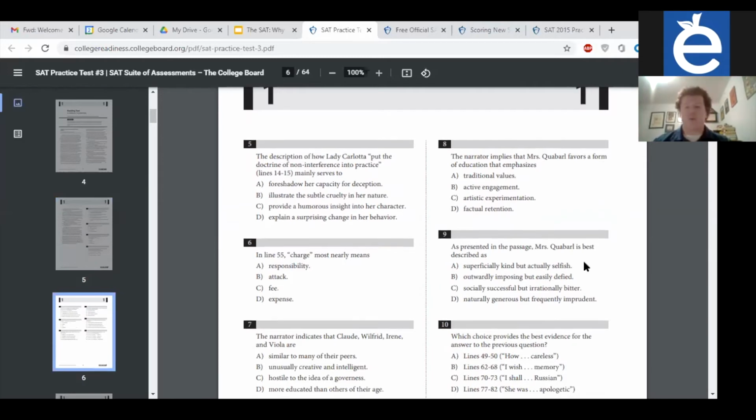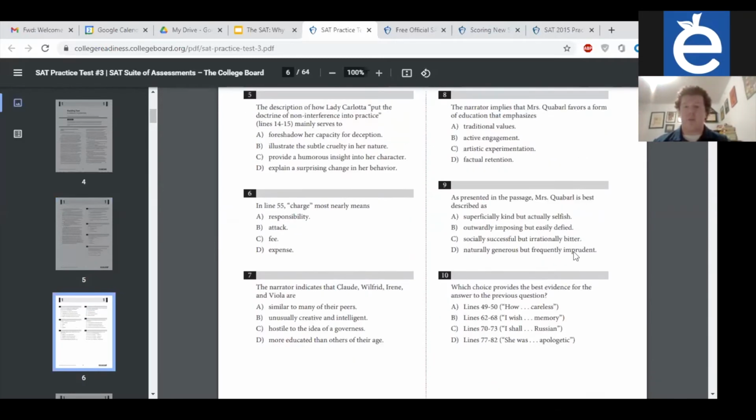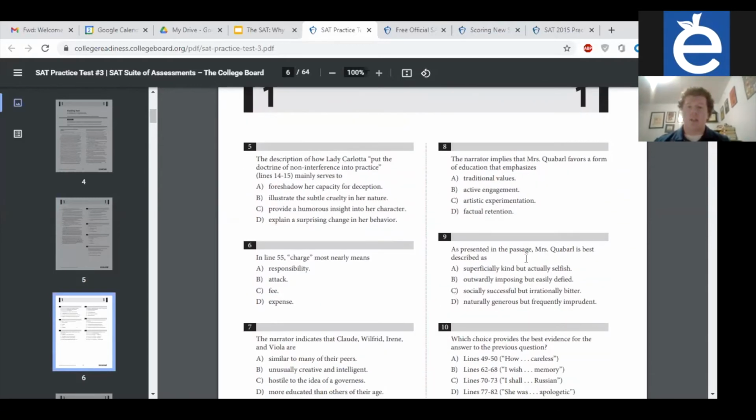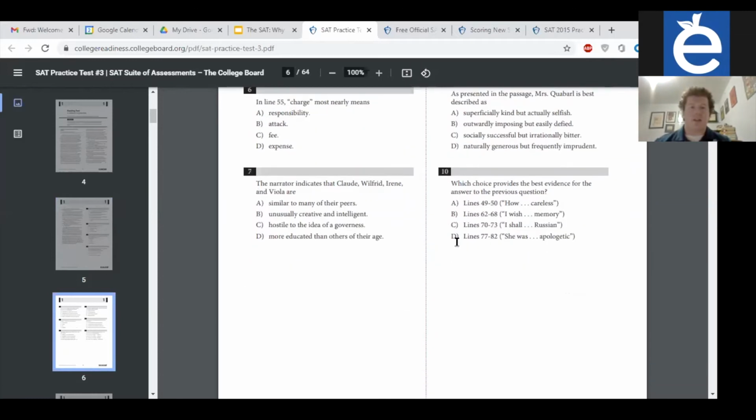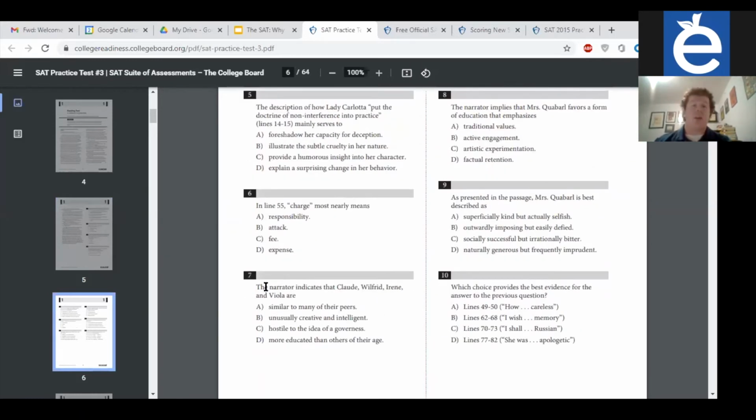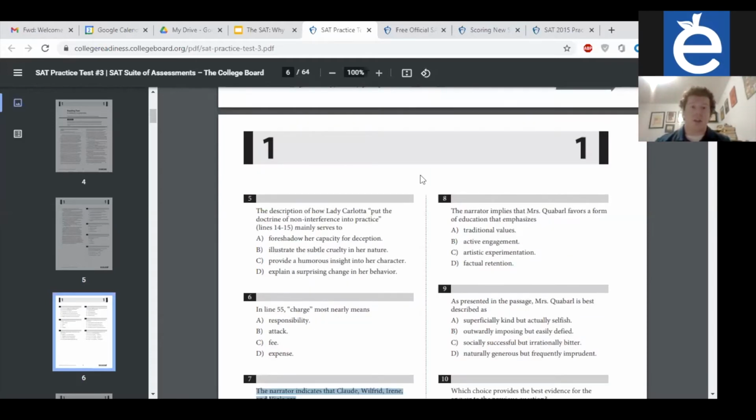We've got a few more minutes of talking about the reading section before we move on to writing and language. So I'd like to look at, let's see, we talked about 9 and 10 as a paired one. Okay, let's look at number 7. This is a really tough one. The narrator indicates that Claude, Wilfred, Irene, and Viola are. Here we have to do a lot of heavy lifting, essentially, because they don't tell us where this discussion is.